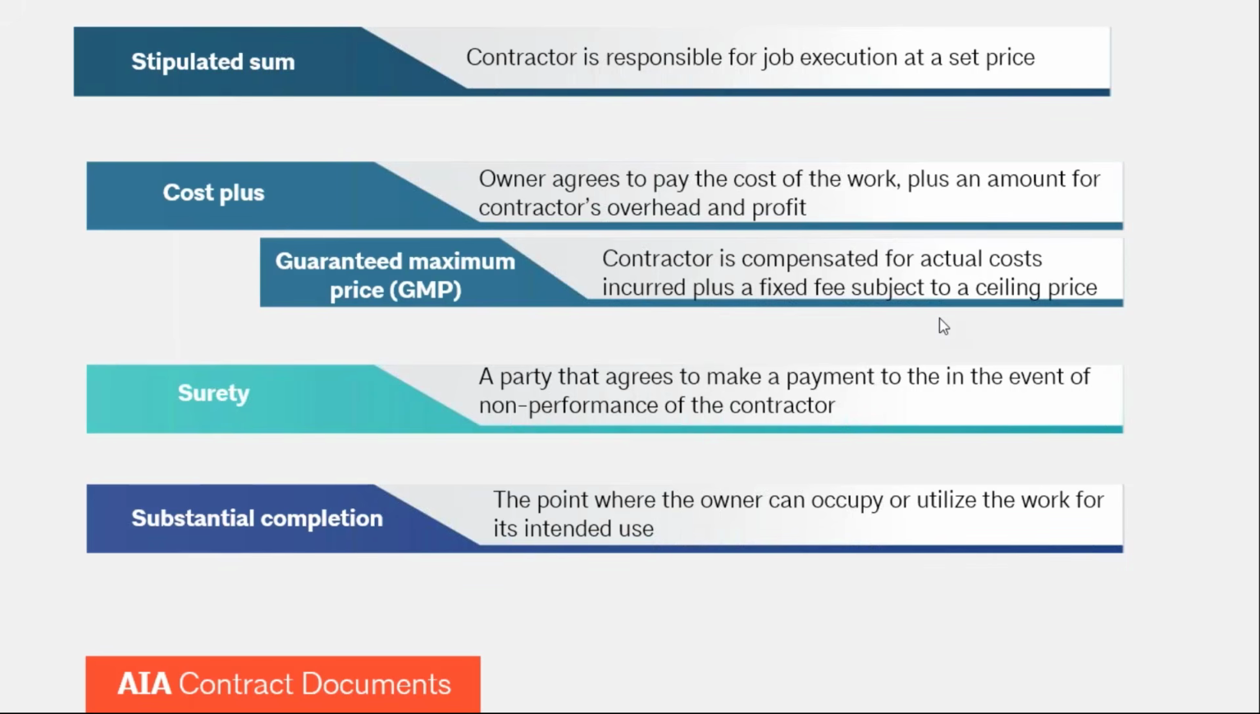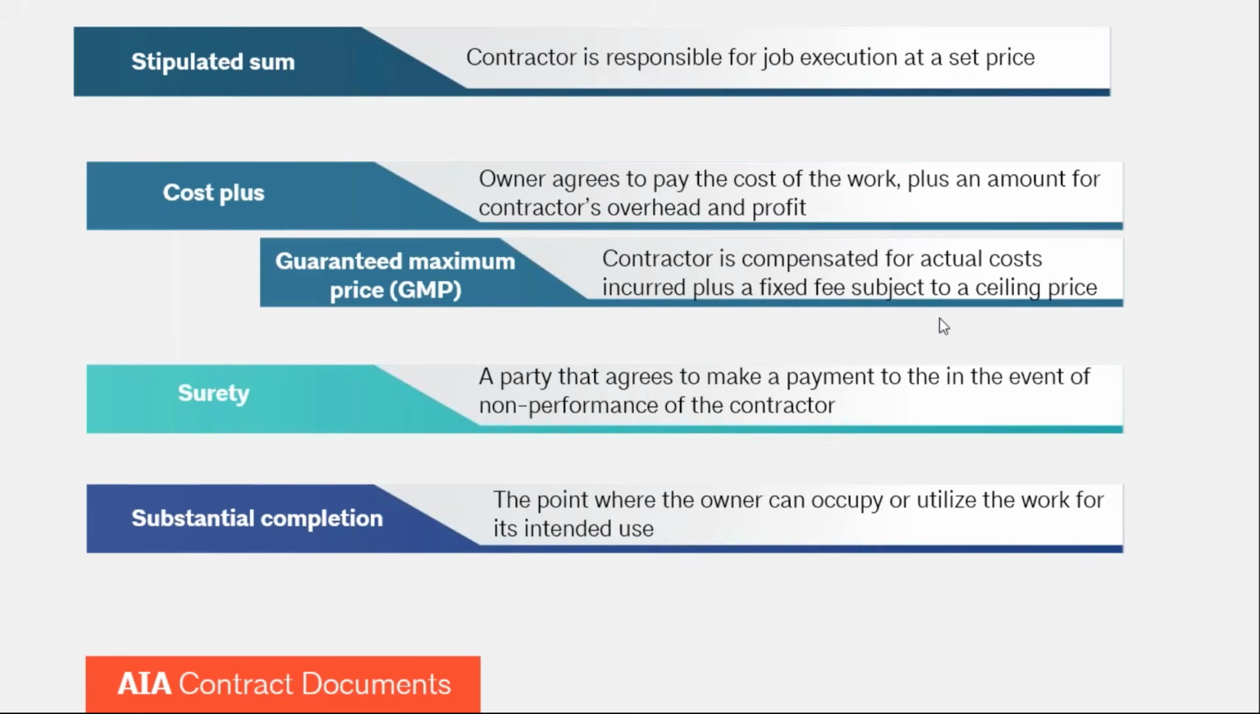Also, we have some bond forms for sureties, and so we have a bid bond, we have a performance bond, a payment bond, and so a surety is a company, typically a bank, that would guarantee the project is going to be completed. For example, if the contractor goes bankrupt, then the surety, typically the bank, would step in and be able to finish the project. So we have some documents for that.